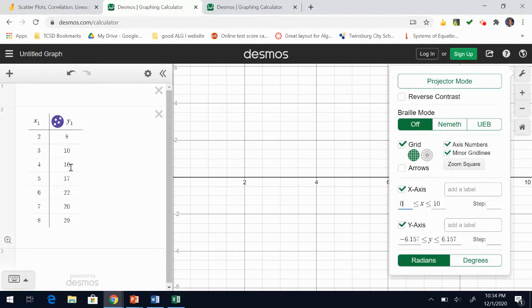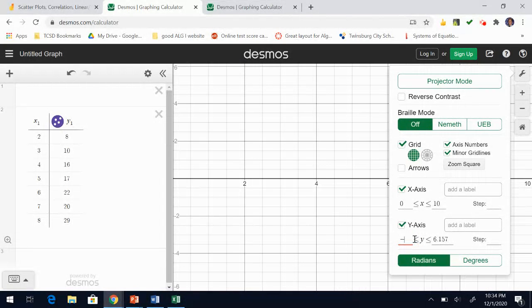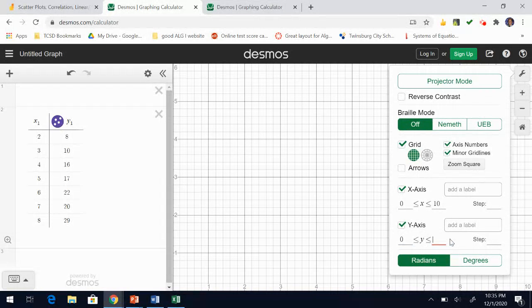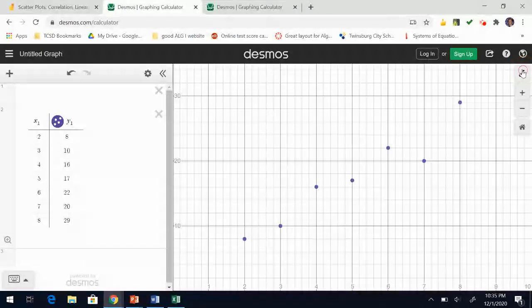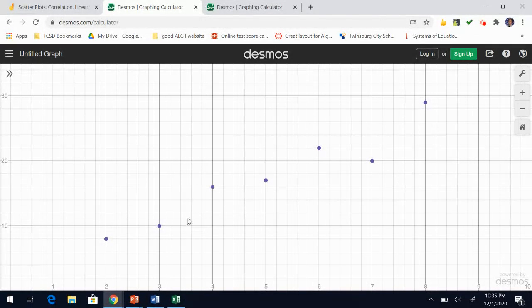Here I go: 8, 10, 16, 17, 22, 20, 29. So I'm going to change the y-axis. I'm going to do the lowest point to, what are we feeling here? 8. So let's go with 0, 2. So we're going to be in that first quadrant. We don't need negatives there. And then our highest point is 29, so let's go up to 35. So we can change our window so we can see this data right in front of us. Hopefully that helps us out a little bit, right? Does that make sense? So here's our data.